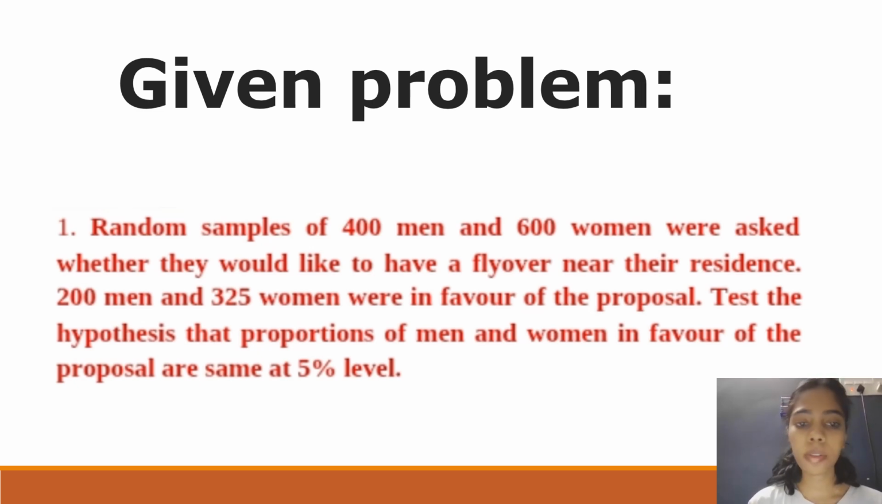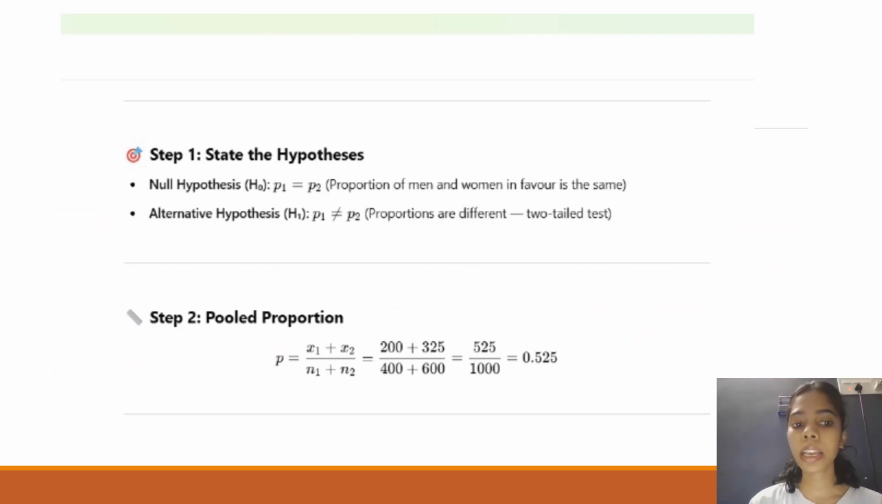Now we are going to solve this. Now let us take a look at our first step. State the hypothesis. Null hypothesis: if P1 equals P2, which means the proportions of men and women in favor are the same, we get the null hypothesis. And if P1 is not equal to P2, which means the proportions are different, this gives a two-tailed test, which is also known as the alternative hypothesis.